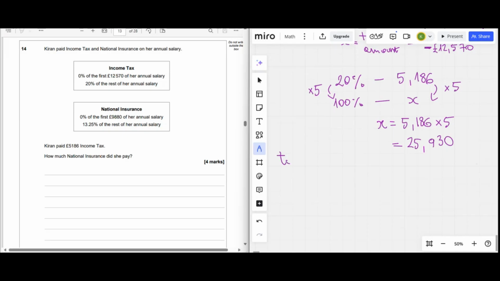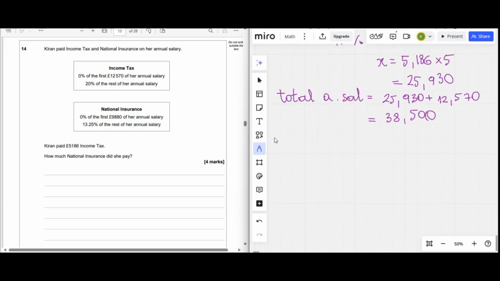Now our total annual salary will be that taxable amount plus the tax-free amount, 12,570, okay? So that's 38,500.